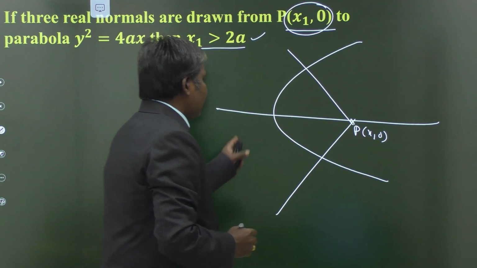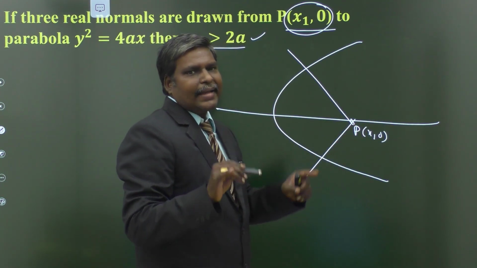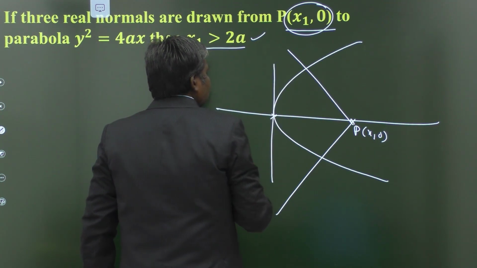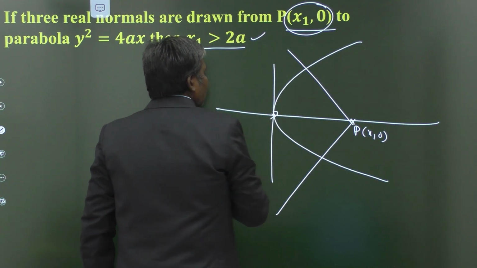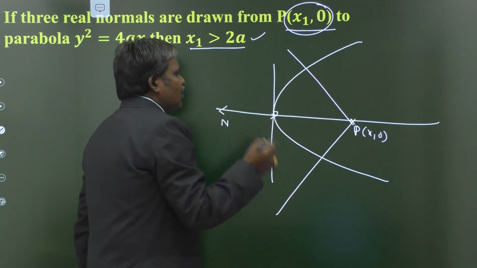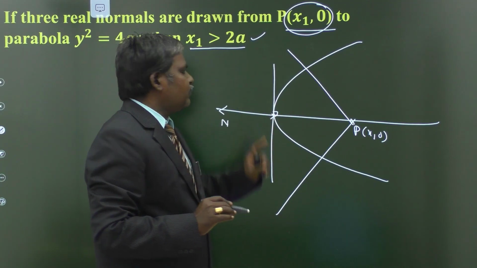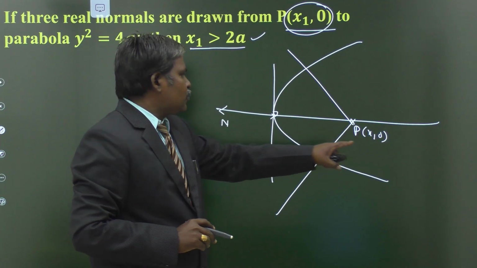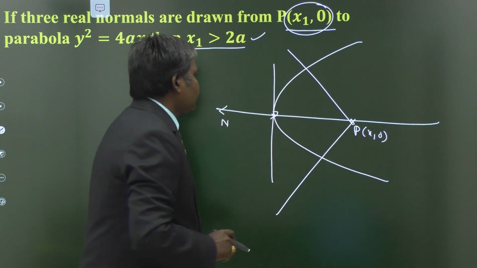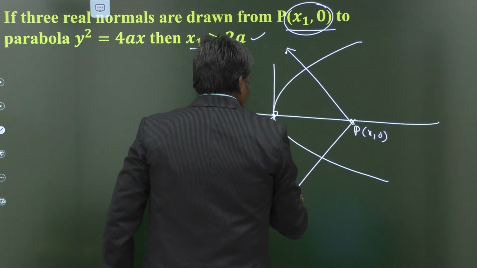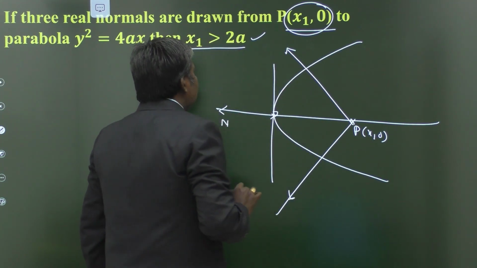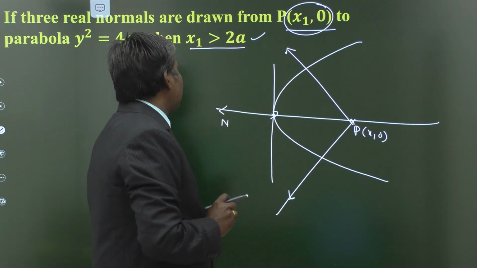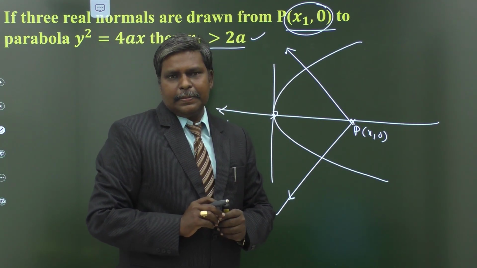My dear students, if you take any point on the axis of the parabola, the axis is normal because this is the tangent at the vertex. At this point, these 2 are perpendicular. The axis is always normal to the parabola at the vertex of the parabola. This is the tangent at the vertex. This is the normal. So one of the normals is the axis, and these are the two other normals. Then there exist three normals. These three are real and distinct. The condition is x1 > 2a.